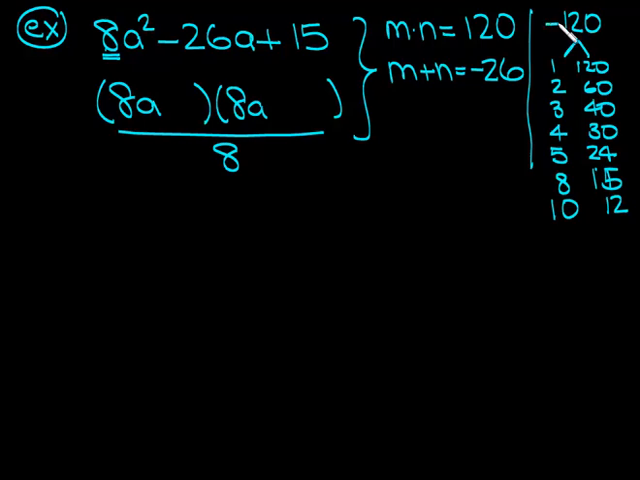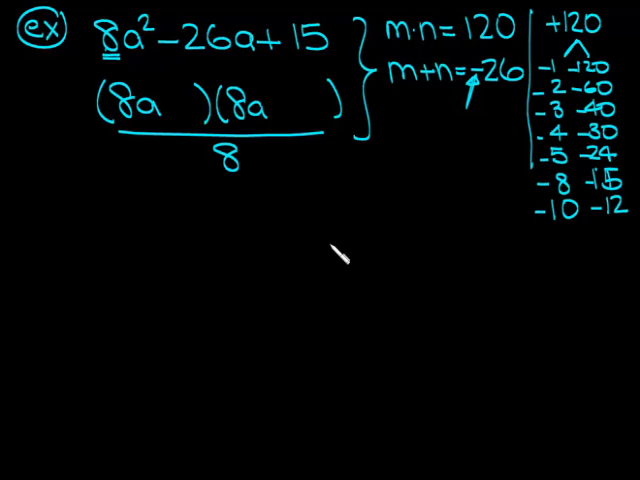The product is positive, so I know either they're both positive or they're both negative. Since the sum is negative, that tells me they're both negative. I'm hoping that makes sense, because when we add these we want a negative number, so both of them have to be negative, and when we multiply, we get a positive number. Which one gives you negative 26?